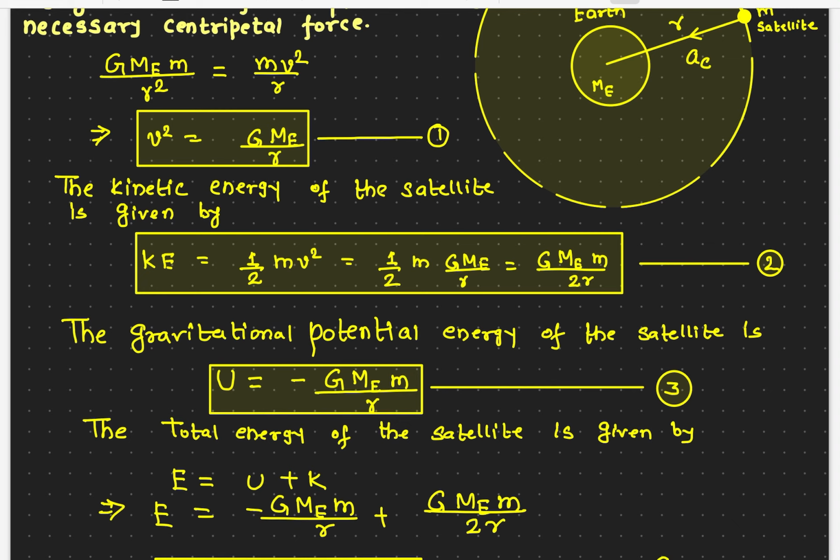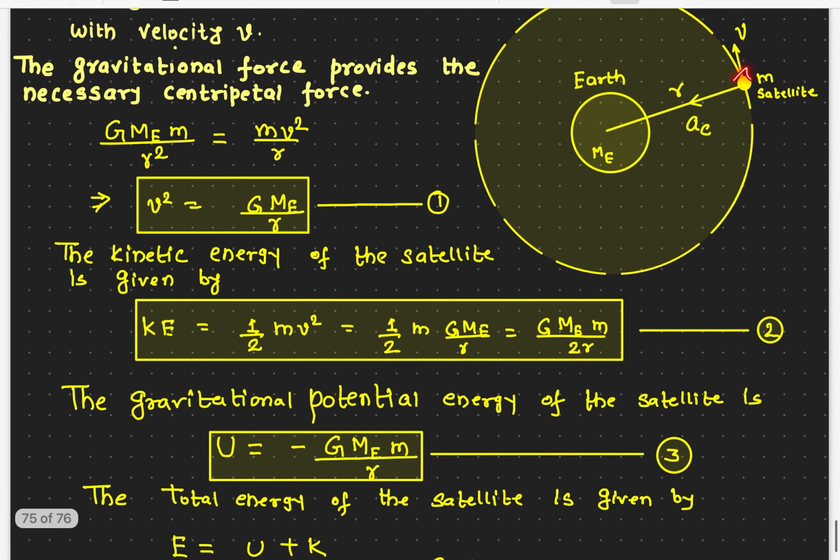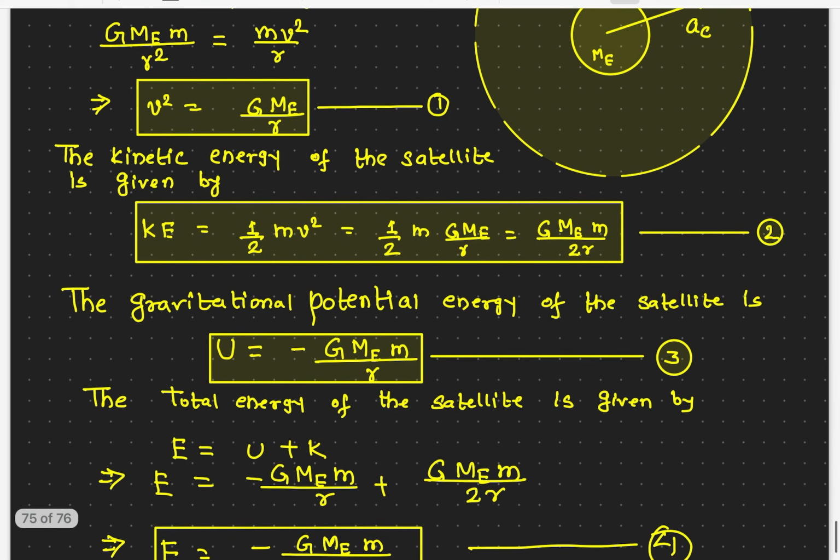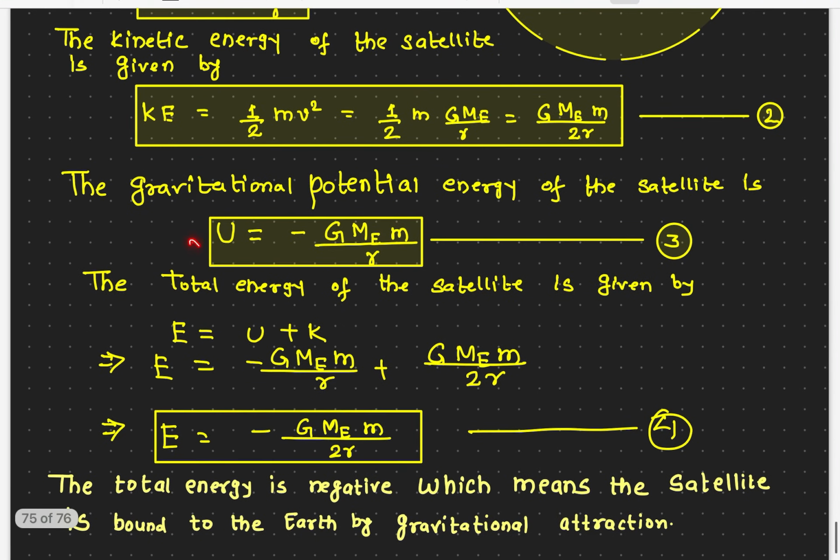Remember, kinetic energy is always positive. Kinetic energy can never be negative. Once we have calculated the kinetic energy, let's calculate the potential energy at this point. You need to remember the equation for the potential energy. Here I am writing down the potential energy equation: negative G Me m over r, where Me is the mass of the Earth, m is the mass of the satellite, and r is the distance between them.